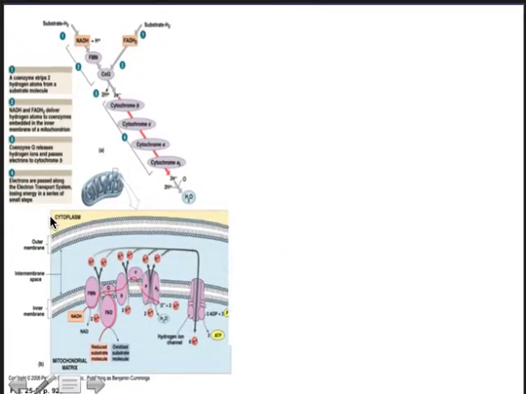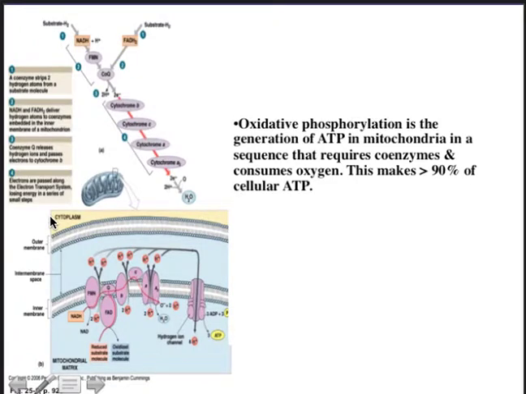Okay, the last step of the big three is oxidative phosphorylation. It's the generation of ATP in mitochondria in a sequence that requires coenzymes and consumes oxygen. And this makes about 90% of cellular ATP. So this is really where we get the bulk of the energy payoff in all of metabolism.